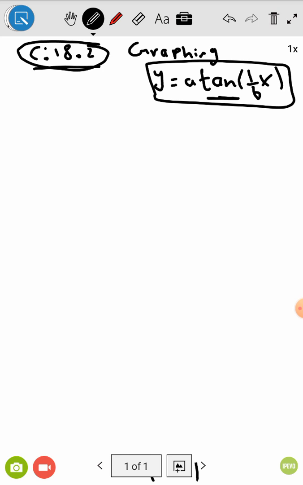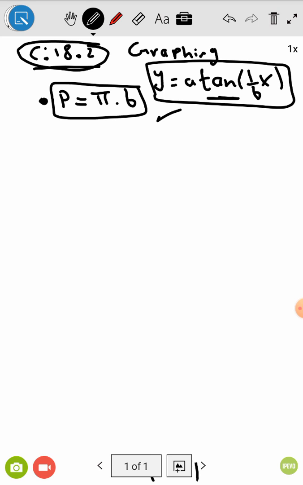The first difference is the period. So first of all, the rule now is pi multiplied by b, not 2 pi. Remember that the period of the sine and the cosine is 2 pi multiplied by b, but here the period is pi multiplied by b, not 2 pi. So the tangent is faster than the sine and the cosine. So this is the first rule.